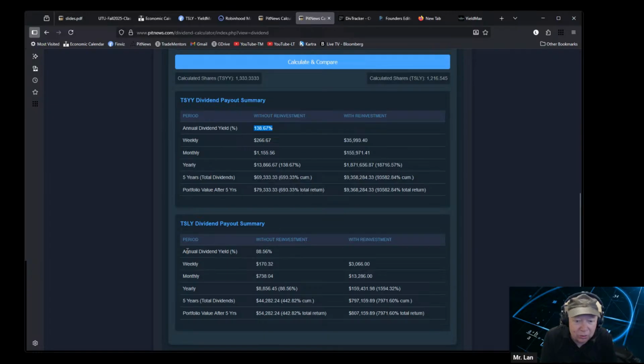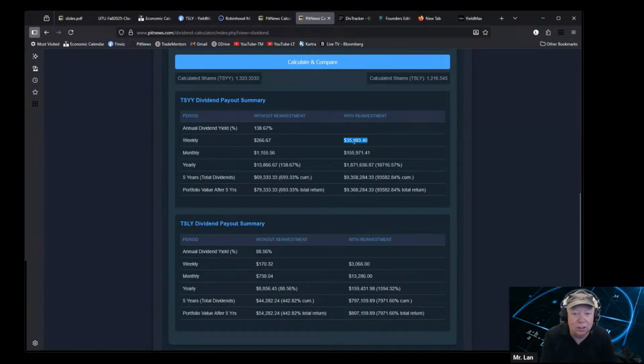So if we compare, TSLY is at 88%. Weekly, you're going to get $266. Weekly, you're going to get $170. So with reinvestments, over a year's period of time, I don't think that's right. With reinvestments, it says you're going to get 3,000. This says you're going to get $35,000. I think something's off on that one. That doesn't seem right. 266 versus 170, and this is 3,000, and that's 35,000.